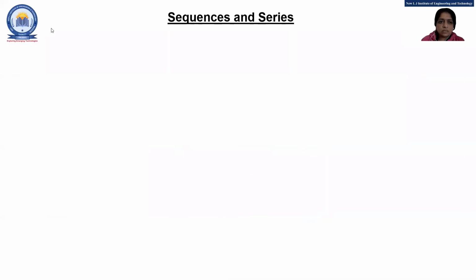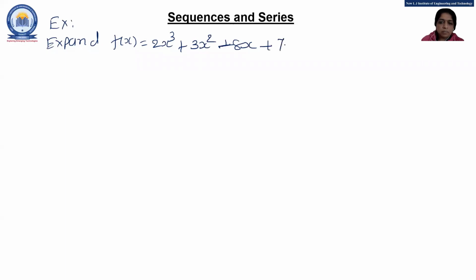So our first question is: expand f of x equal to 2x cube plus 3x square minus 8x plus 7 in terms of x minus 2, right? See, in this, they want the expansion of the given function in terms of x minus 2. What does it mean? In this case, our a is 2, right? So let's start the solution.